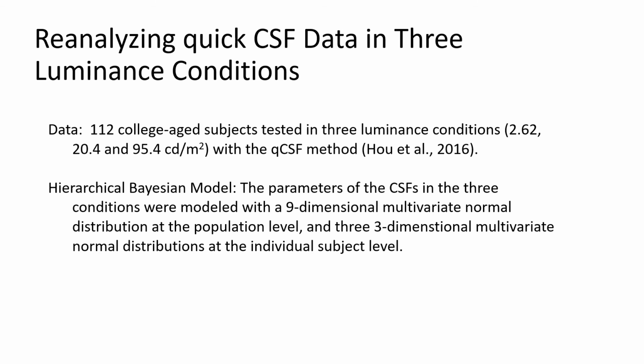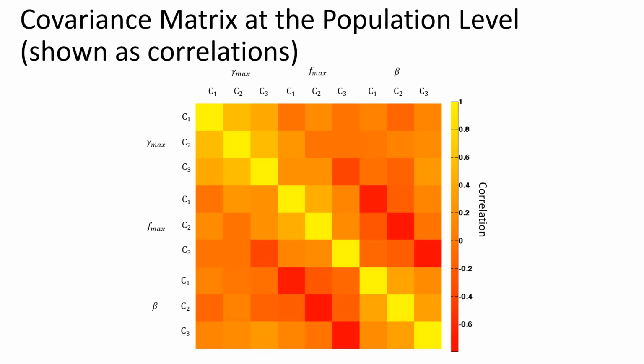The parameters of the CSFs in the 3 luminance conditions were modeled with a 9-dimensional multivariate normal distribution at the population level and 3 3-dimensional multivariate normal distributions at the individual subject level. We were able to recover the joint distributions of the parameters of the contrast sensitivity function at both the individual subject and population levels across 3 luminance conditions. In this slide, I showed the covariance of the parameters of the contrast sensitivity function at the population level. The joint distributions significantly increase statistical power in a number of hypothesis tests.